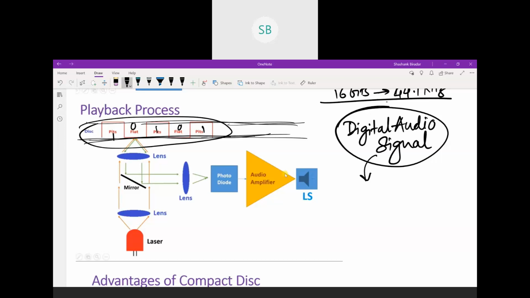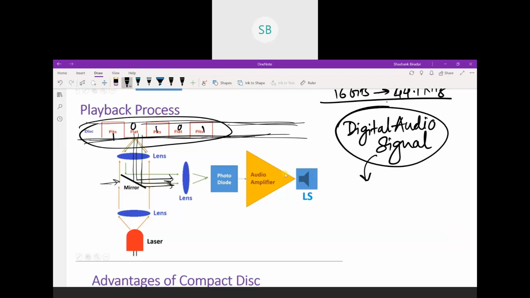Now what happens is we have this mirror assembly. This mirror is a special mirror where the laser can pass through the mirror. So laser light passes through the mirror and is reflected back from the track. But at the time of reflection, it should not penetrate through the mirror. So it will be reflected like this. Are you getting what I'm saying?